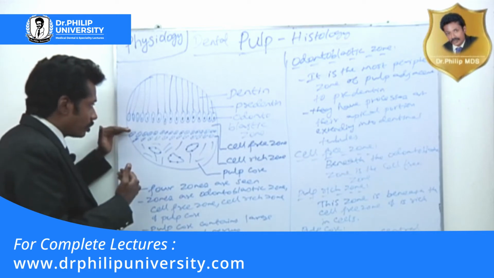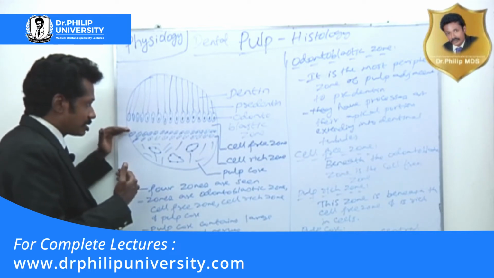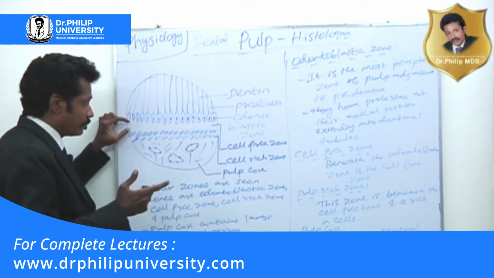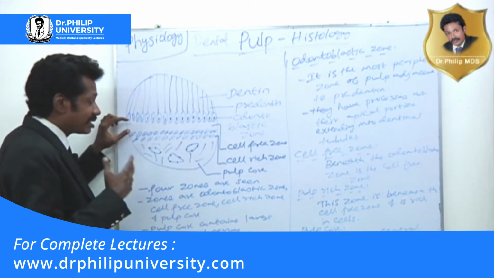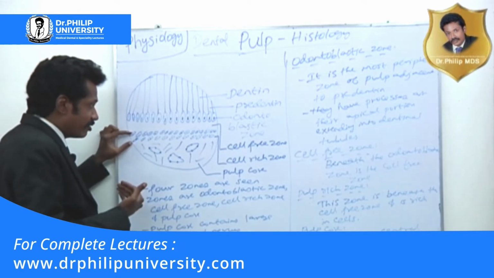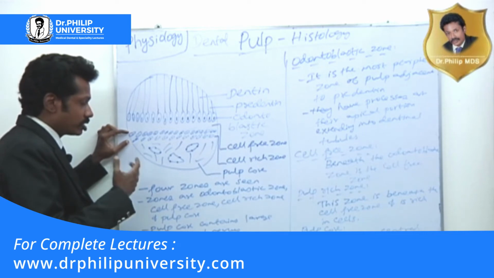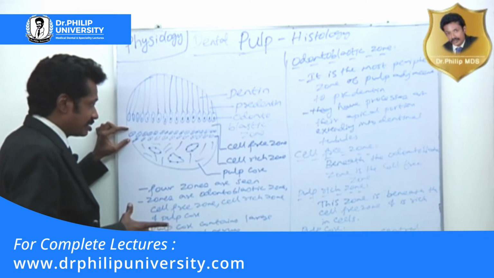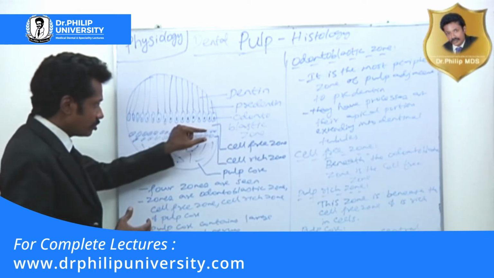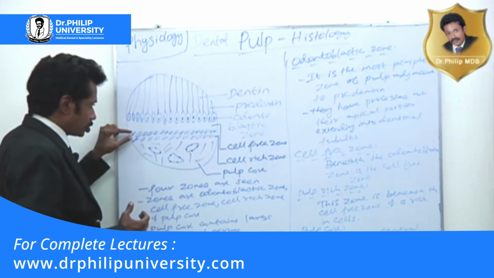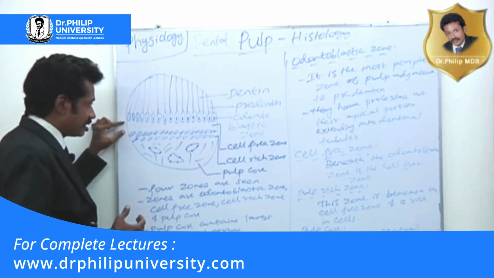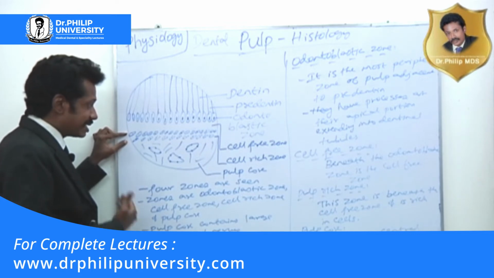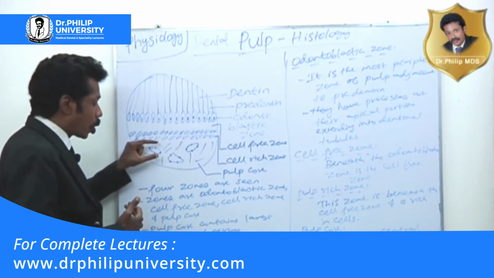But immediately below the odontoblastic zone, you have the cell-free zone, where there are no cells. You have to keep that in mind. Next to the cell-free zone, you come to a zone where there are a lot of cells. This is the cell-rich zone. So odontoblastic zone, next is the cell-free zone, next is the cell-rich zone. Next to the cell-rich zone, you can see the pulp core.